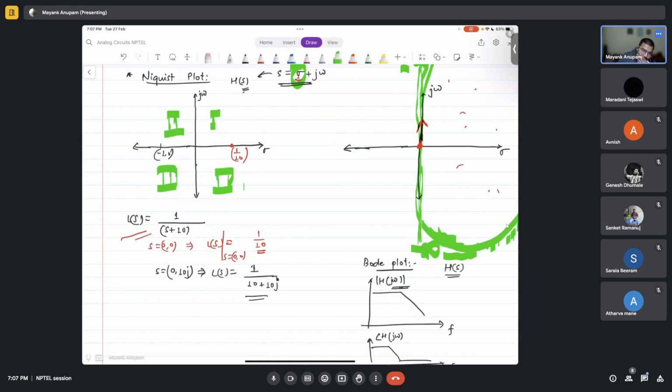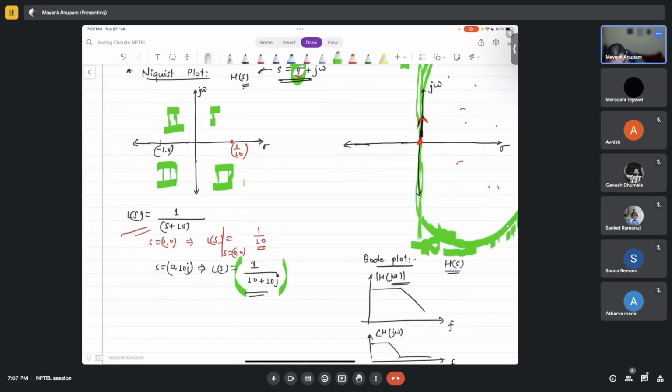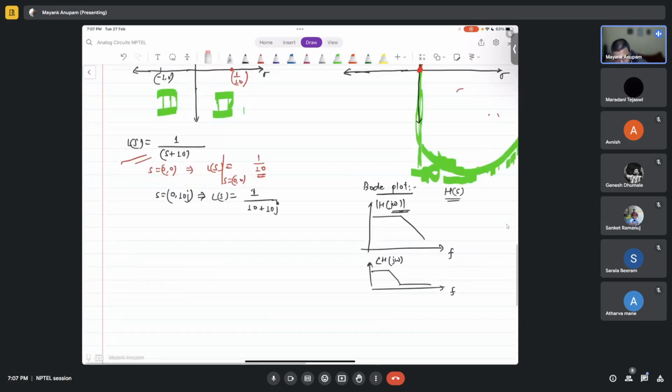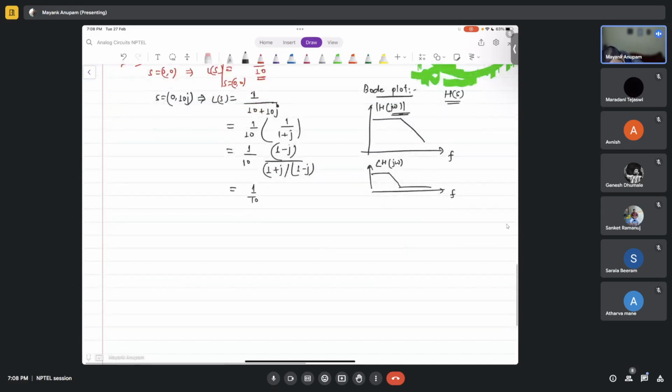And how is that? It's sigma plus omega j, right? No, I have sigma plus j omega. This one, L of s, when you convert into sigma plus j omega, how will this look? Okay, let's do that. So how do you do it? First take 1 over 10 common, it becomes 1 by 1 plus j. Then you do 1 over 10 times 1 minus j divided by 1 plus j into 1 minus j. What will this become? 1 over 10 into 2, right? And on the top it will be 1 minus j.